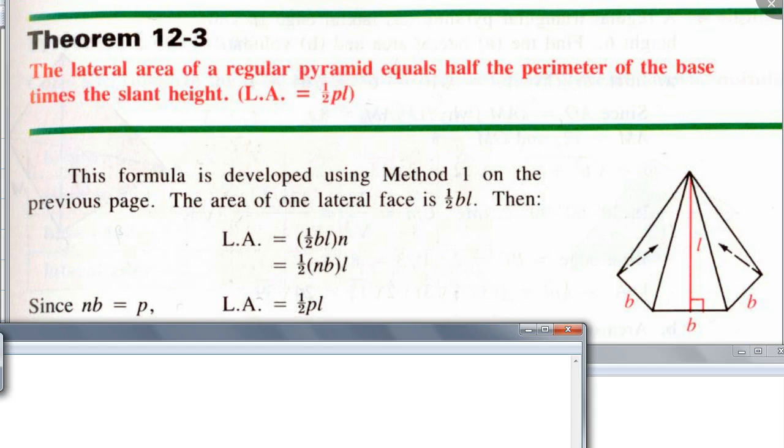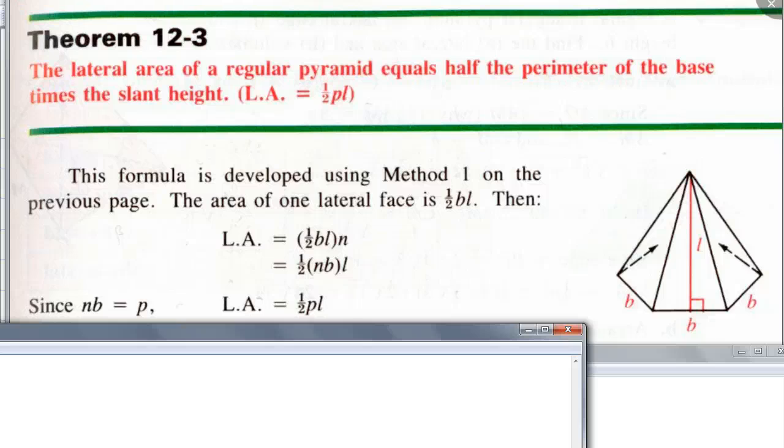Okay. Notice, do we need the height of this prism at all? No, we actually need the slant height, right? Of course, the height could help us to find the slant height, just like the previous example. But we need the slant height.